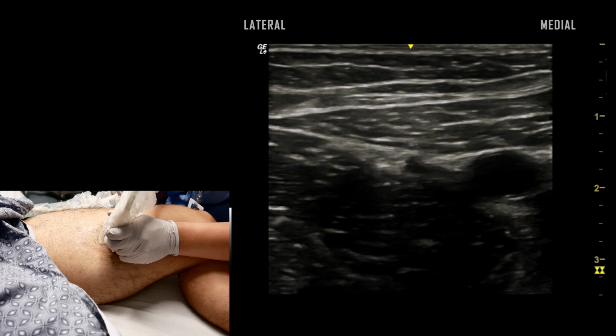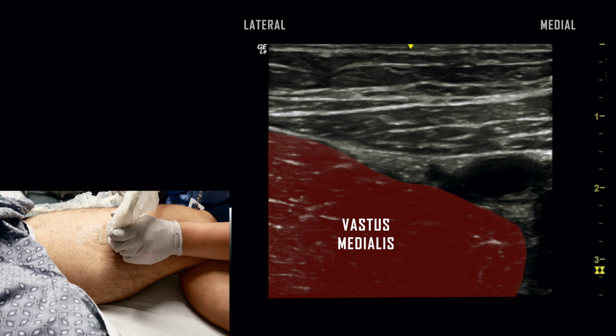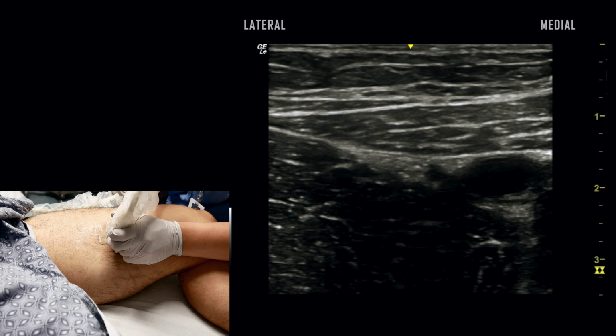The canal itself is an aponeurotic tunnel bordered by the vastus medialis, adductor longus and magnus, and the fascia of the sartorius.